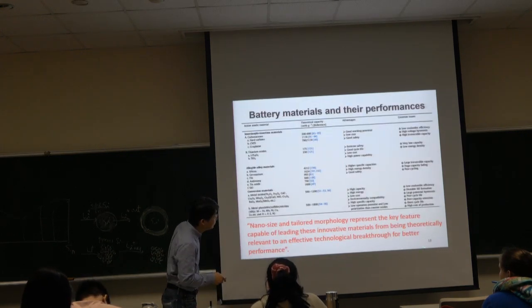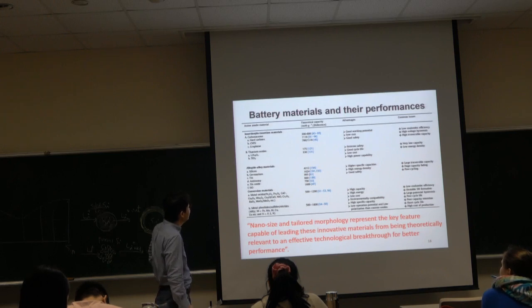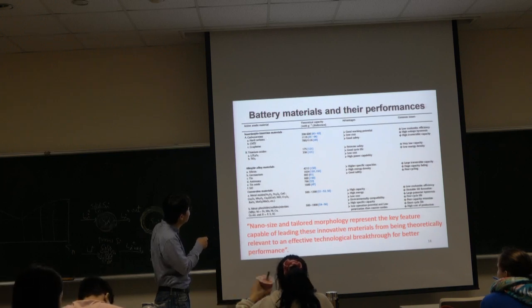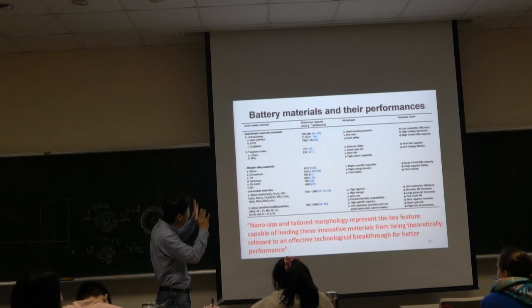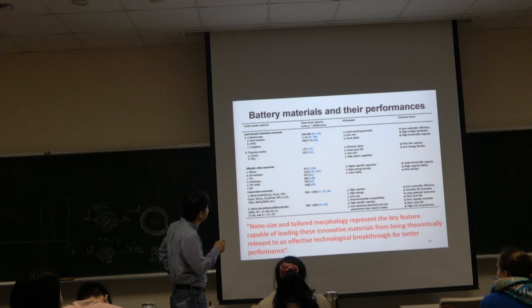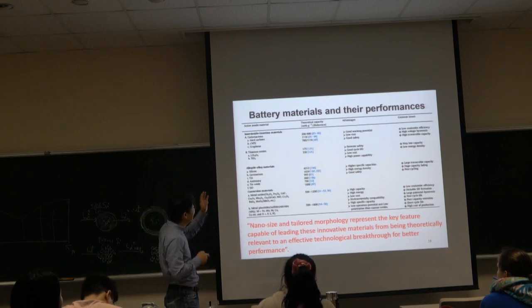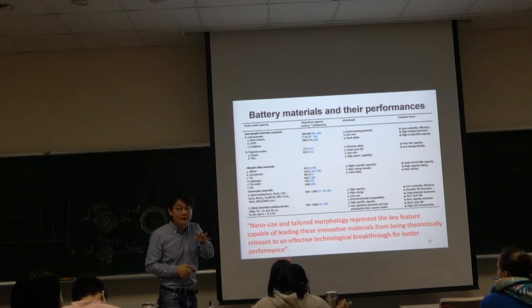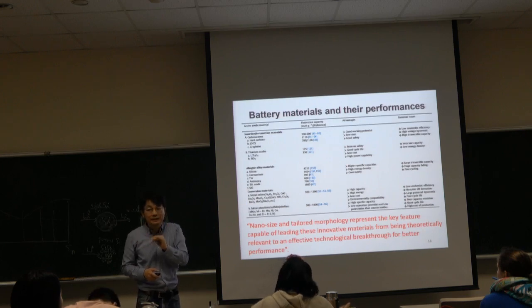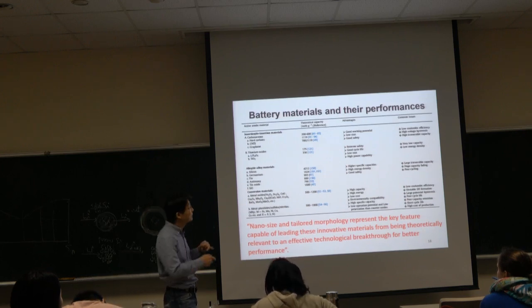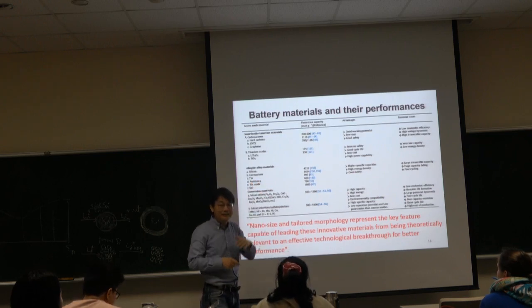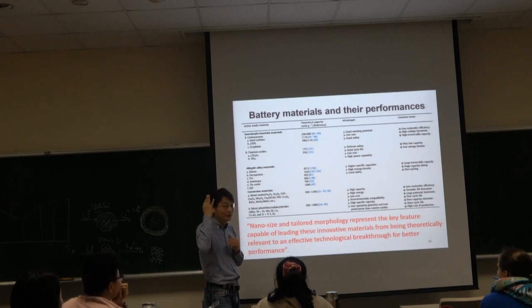Okay, we can switch to page 18. You can see here the battery materials and their performance. Let's compare carbon. Carbon has different materials, like hard carbon, soft carbon, and intermediate carbon. Later on, I will show you what the soft carbon and the hard carbon are. But for the carbon materials, you can see the specific capacity is 200 to 600, no more than 600.